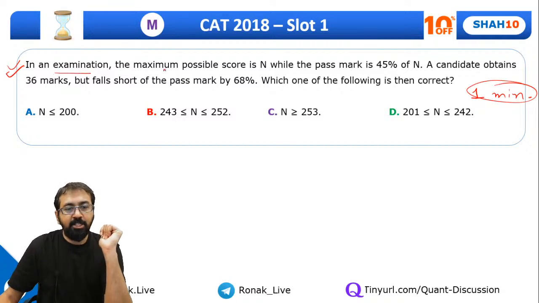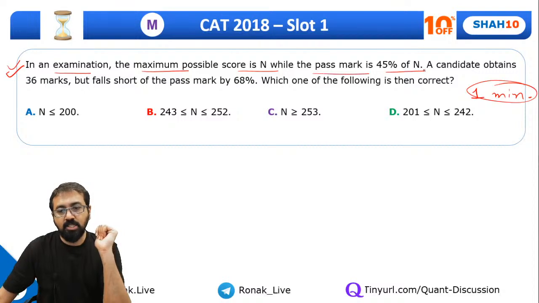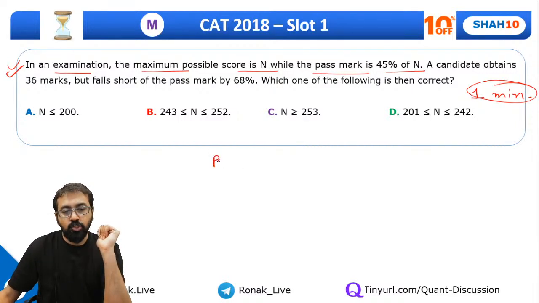In an examination, the maximum possible score is n, while the passing marks is 45% of n. So can I say passing marks? What is the multiplying factor for 45%? 0.45 n. Maximum marks is n marks. The exam was of n marks. So passing marks कितने हो गए, 0.45 n मार्क्स हो जाएगा, ये पासिंग मार्क्स हो जाएगा.